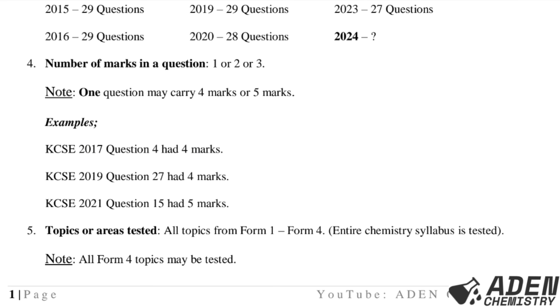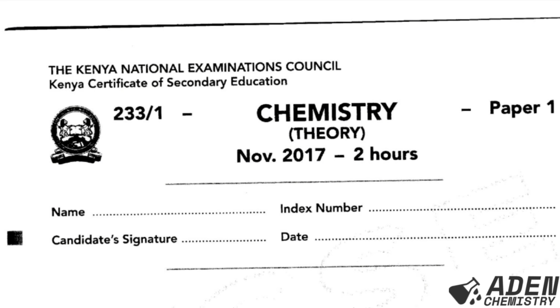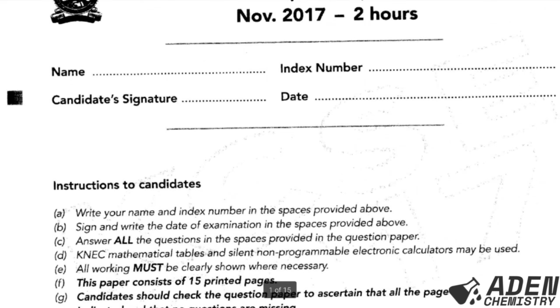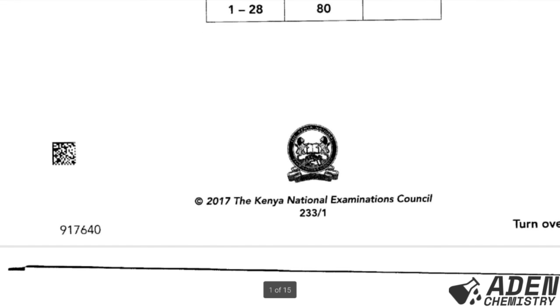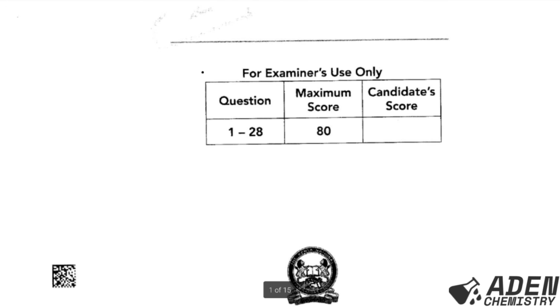So let's go back to the KCSE 2017 paper and see question number 4 to prove that it had 4 marks. So here we are having the KCSE 2017, and this was the chemistry theory paper 1. Let's go to the question 4 that we want. The number of questions it had was 28, and we have seen that.